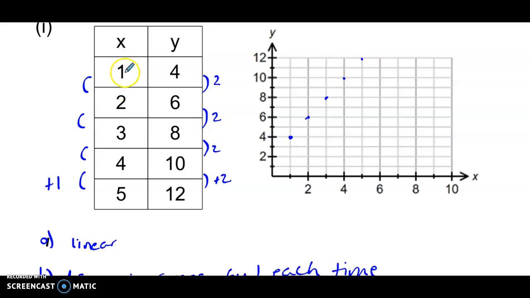Does that relationship work with every number? 2 multiplied by 2 is 4. 4 plus 2 is 6. 3 multiplied by 2 is 6. 6 plus 2 is 8.